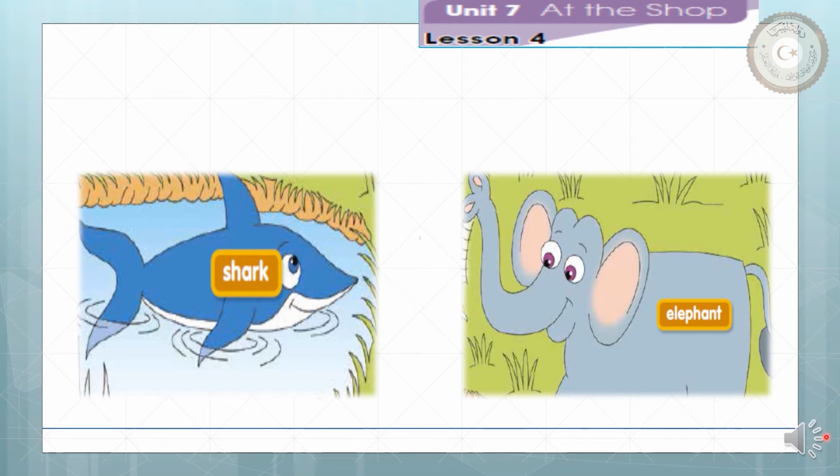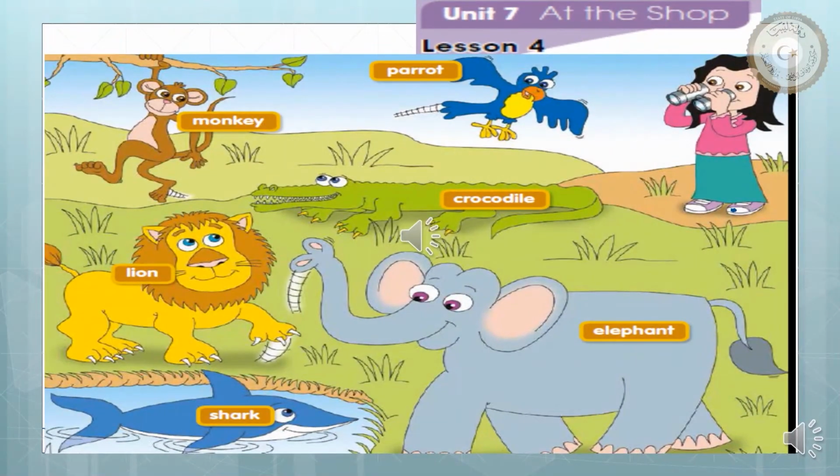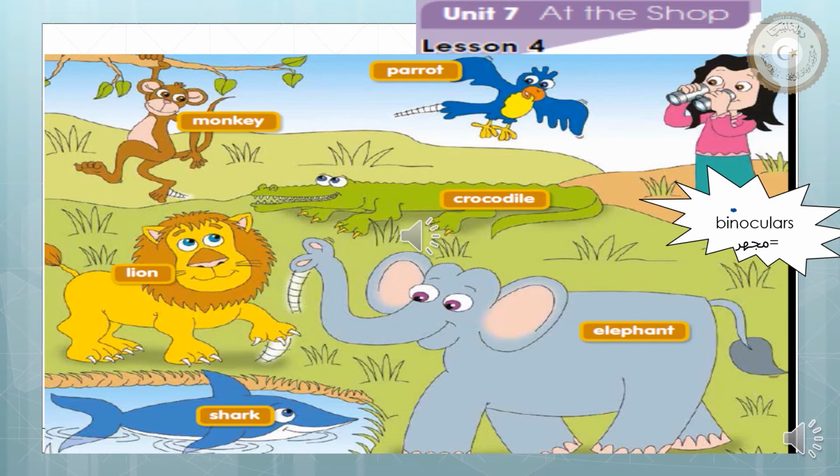Remember, we are still talking about what? Wild world. Now look at this picture. This is Reem. Reem is on safari. She is looking at the animals now through her binoculars. She tries to collect some information about each animal using the binoculars. Why did she use the binoculars? To look at the animals.